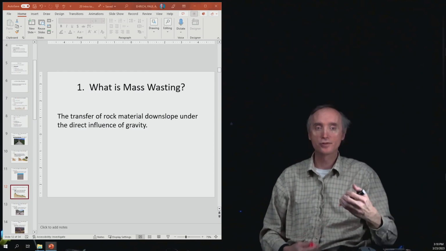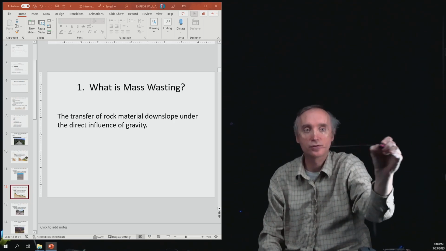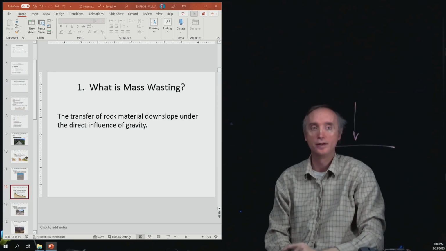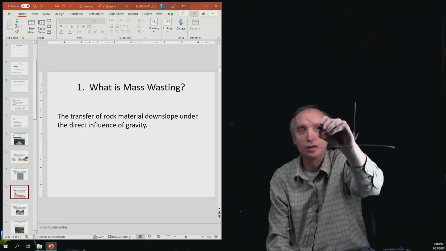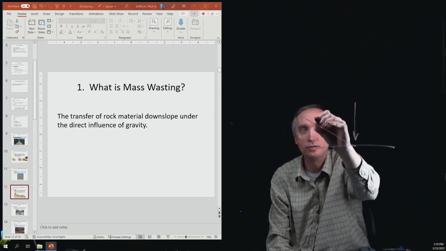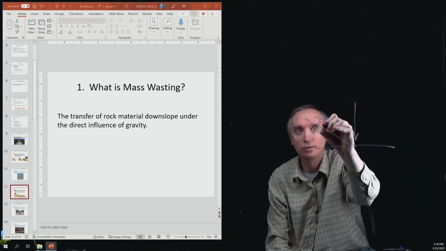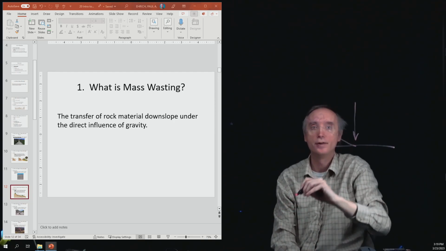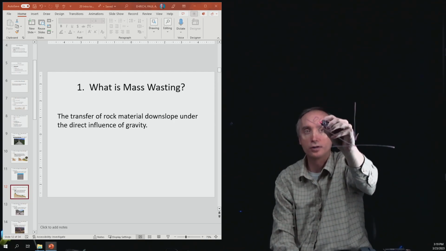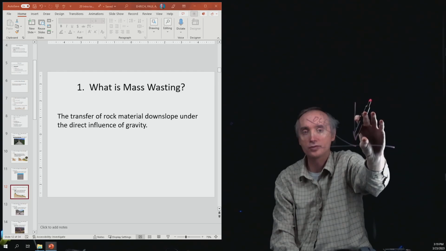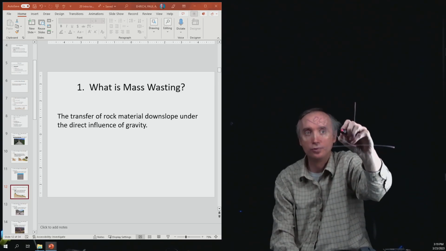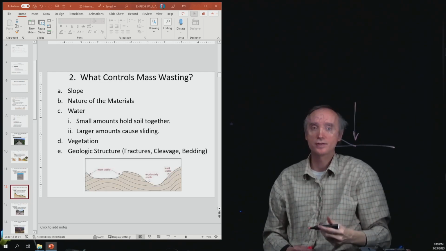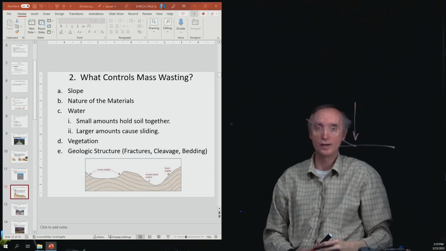So for the most part on Earth, if this is the surface of the Earth, gravity is going to pull down like that. And if you have a slope like this, and then you've got material like boulders or soil or whatever on it, those particles are going to feel the effects of gravity and they're going to be pulled downslope. So what is it that's going to control mass wasting?